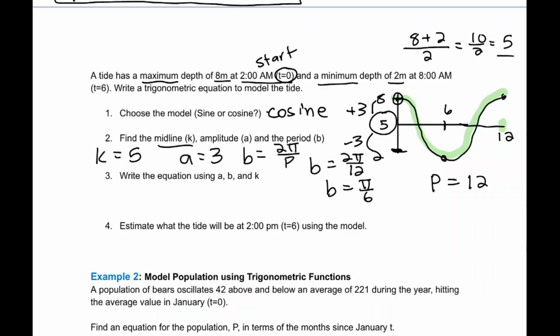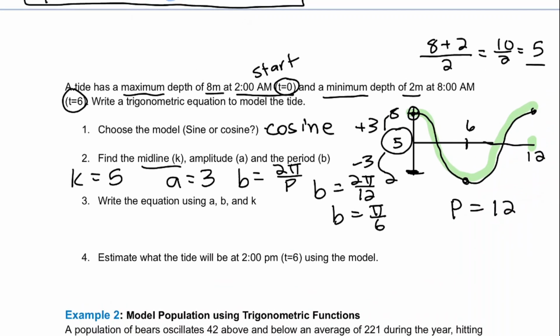They told me that time up here was t is 6. If I know it took 6 hours to get to the minimum, it would take 6 more hours to get to the maximum again. So the whole period would be 12, going from maximum back to the maximum for one full cycle.